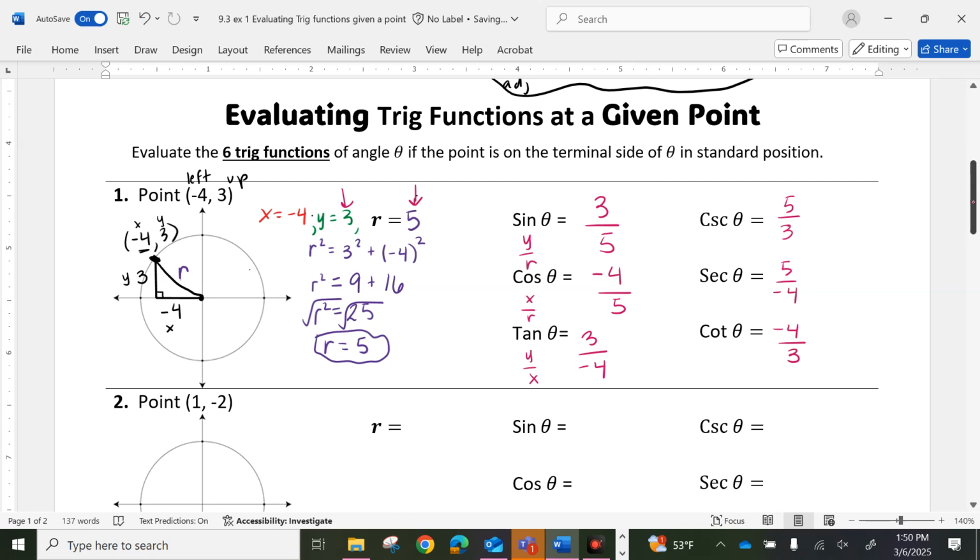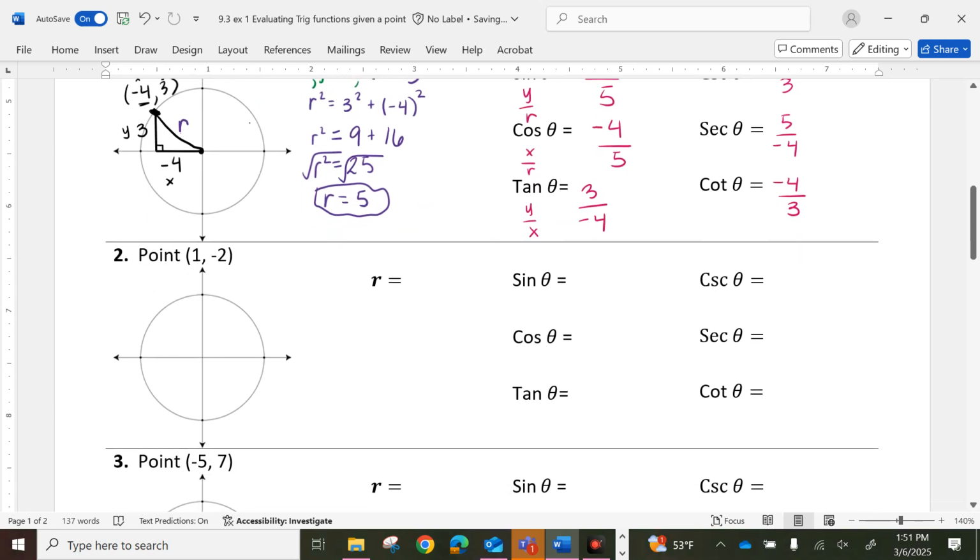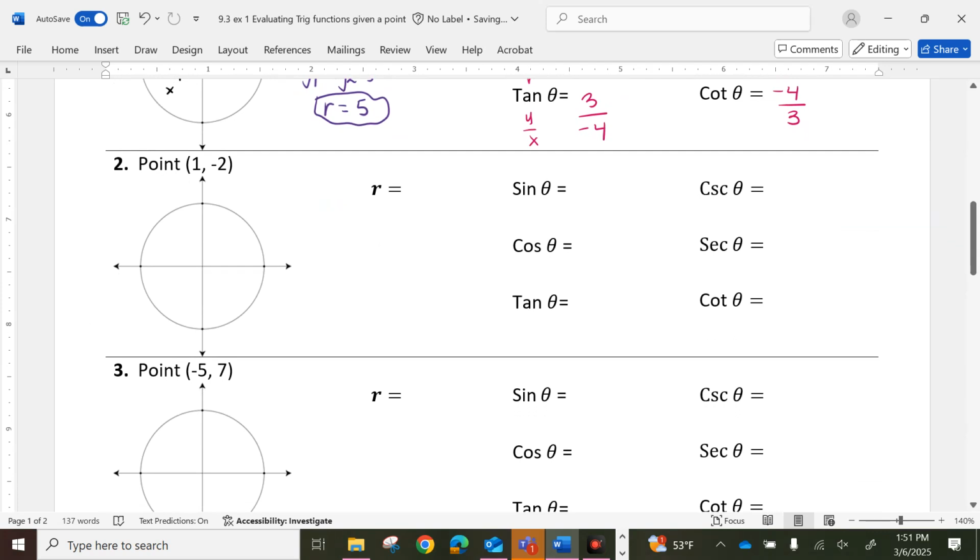Okay. So that is what the process looks like. Now, will all of your points be perfectly nice and get a nice even, whole number r, like 5? No. And so that's going to bring us to example 2. So I would like you guys to pause the video and try to get as far as you can on example 2. And then when you resume, we'll go ahead and check your answers.